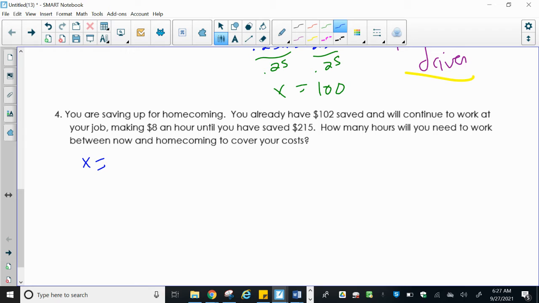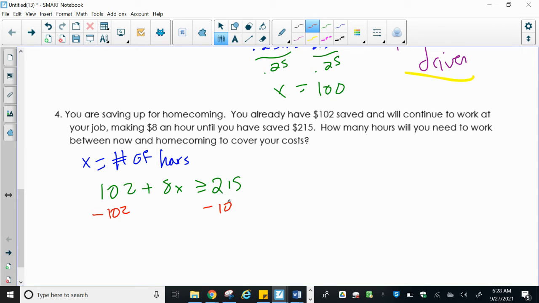So we could say X here is going to represent our number of hours. We already have 102 saved. So 102 plus 8x until we have saved at least $215. So greater than or equal to 215. Now we solve. It's minus 102 on both sides. 8x is greater than or equal to 113.